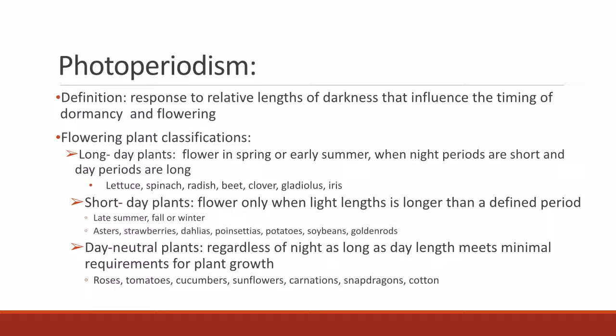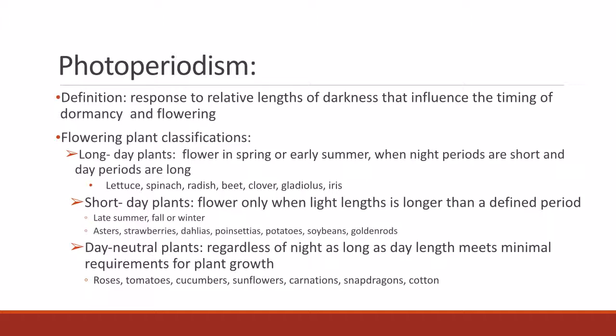Examples of long day plants include lettuce, spinach, radish, beet, clover, gladiolus, and iris. Short day plants flower only when light lengths are longer than a defined period. Flowering occurs during late summer, fall, or winter. Examples of short day plants include asters, strawberries, dahlias, poinsettias, potatoes, soybeans, and goldenrods.